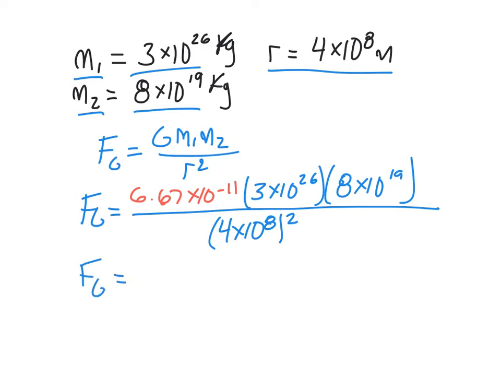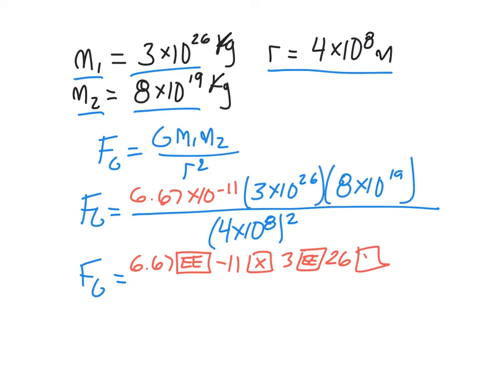So when you do this, I'm going to write down what you would write on your calculator to get you to practice this. 6.67. And if you don't use the EE button, use that because that's the times 10 to the. And then all you have to do is put in the negative sign. Don't use the minus, but negative sign 11. And then hit your times button. And then you can do 3, and then EE, and then 26. And then do your times button again, and 8, and then hit your EE button, and then 19. And that'll take care of the numerator.